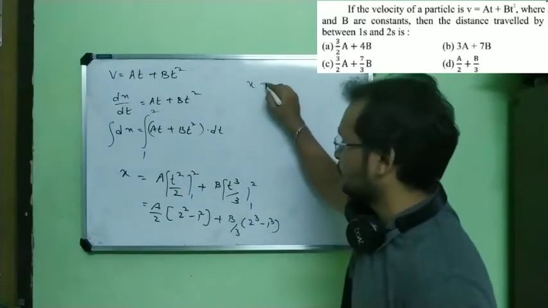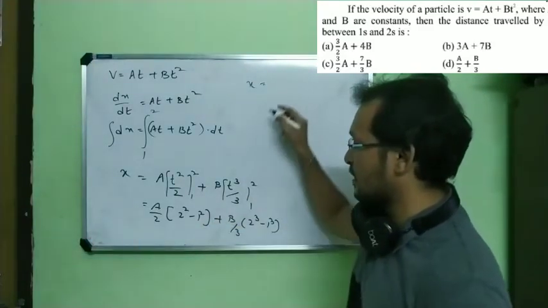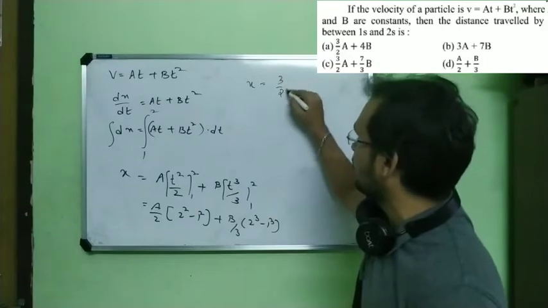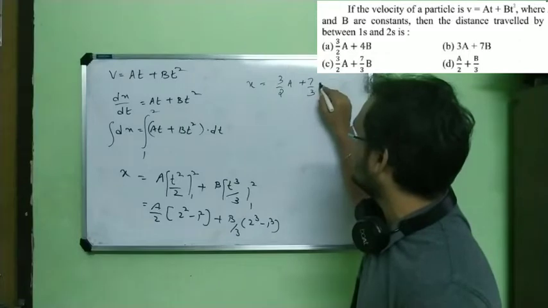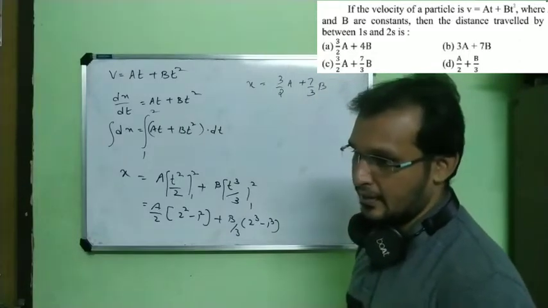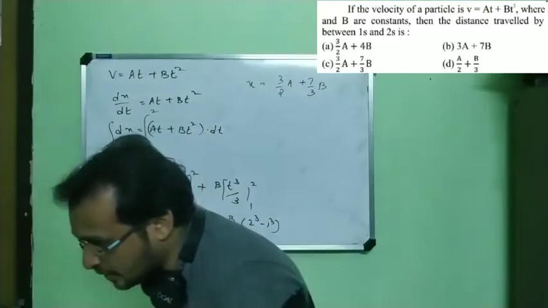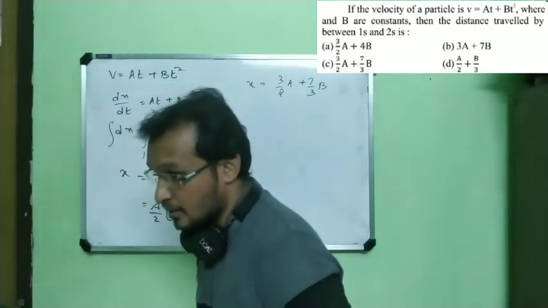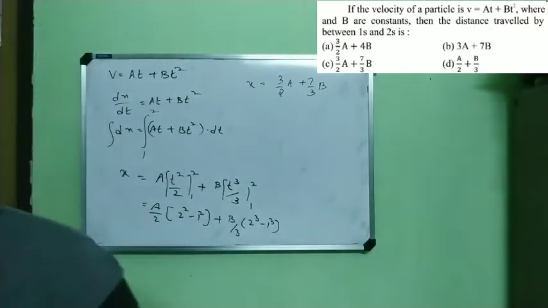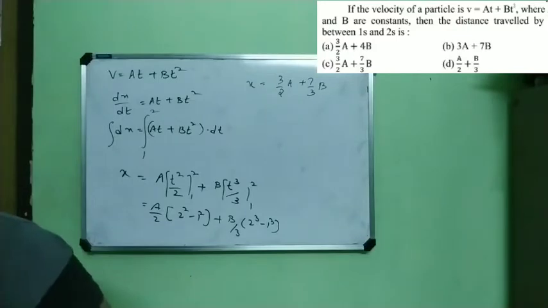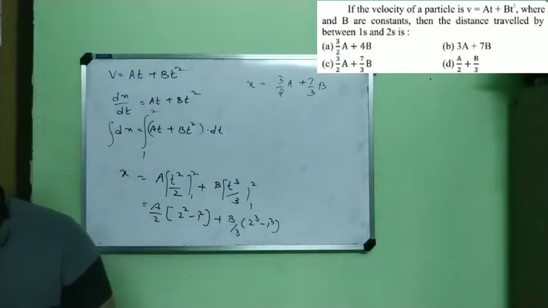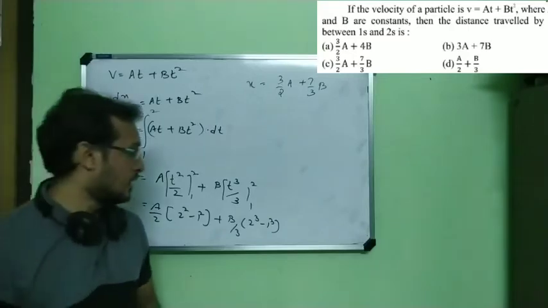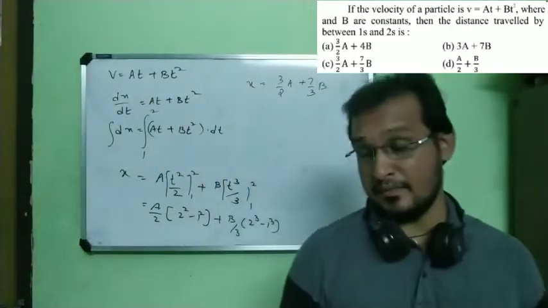Simplify. What will you get? x equals 2 square minus 1 square is 3, so 3 by 2 a plus 7 by 3 b. Correct or wrong? Oh, sorry, this is 3 by 2. The option is 3 by 2a plus 7 by 3b. Option C. Okay, take a screenshot.